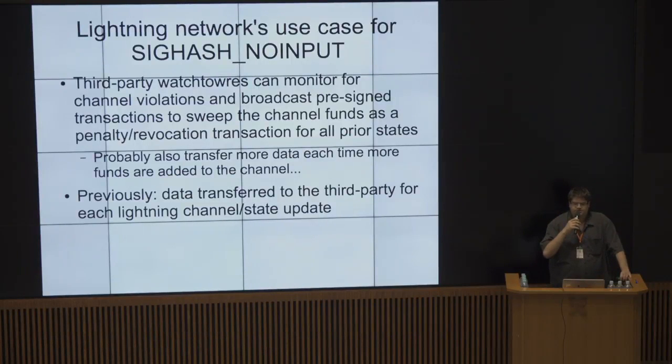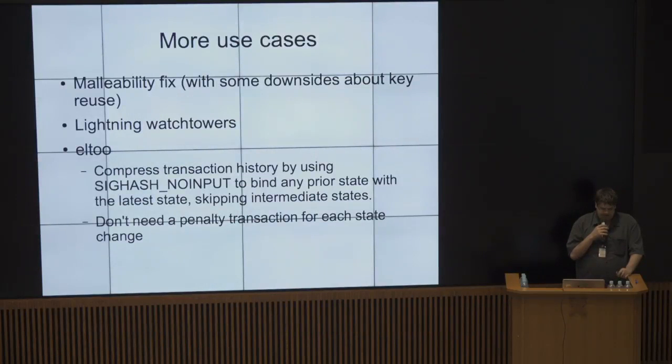So specifically, SIGHASH no input has received recent attention because the Lightning Network developers would like to use it for something called watchtowers. And I believe there's either a Lightning talk today or tomorrow, and that will make more sense. But essentially, you want to be able to broadcast certain transactions to enforce the rules of the Lightning protocol. I already mentioned the malleability fix. There's also another Lightning Network proposal called L2, which is very confusing because Lightning Network is considered layer 2. So I think it was supposed to be a pun, but it's really just confusing.